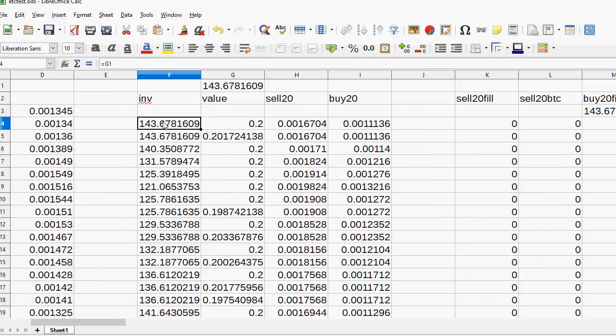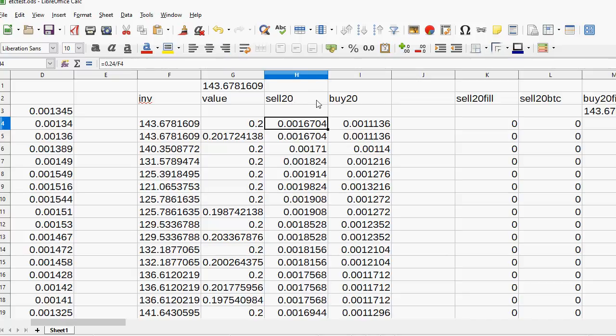So this column tells me how many I own. So I would start with 143. What the value of them is in Bitcoin, 0.2, which is where I want this always to be. When the price goes nicely above it, or above it enough, I'm going to sell it back down to 0.2. And when it goes down, I'm going to buy it back up to that number.